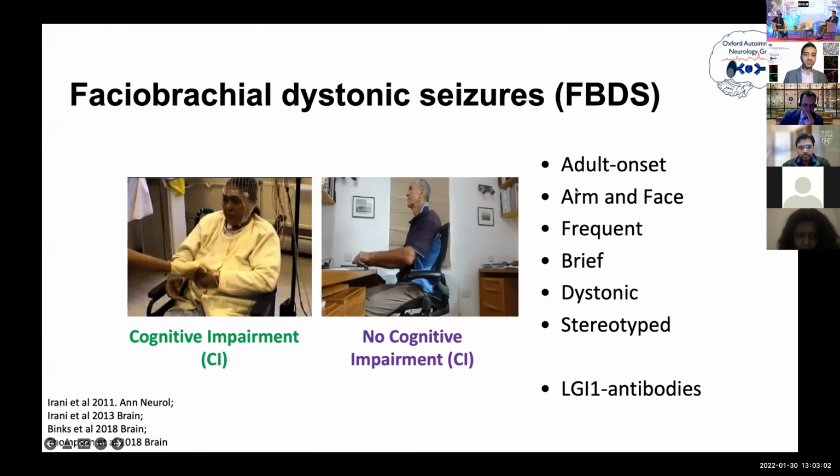And the other thing is that they can present in patients who don't have cognitive impairment. So the seizures can come alone. And this gentleman's a very good example of that. If you watch the side nearest the camera.